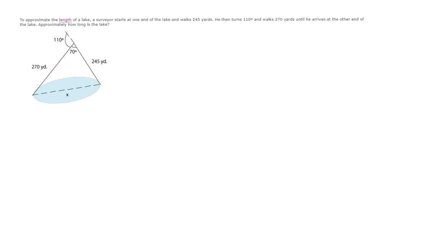So in this case, it says that the surveyor was at one end of the lake. He started here. He walked 245 yards in this direction. He then turns 110 degrees. If he was facing this way, he turned 110 and walked 270 yards to get to the other end of the lake. So that means if he wants this length X, that 70 degrees is what's actually inside the triangle.